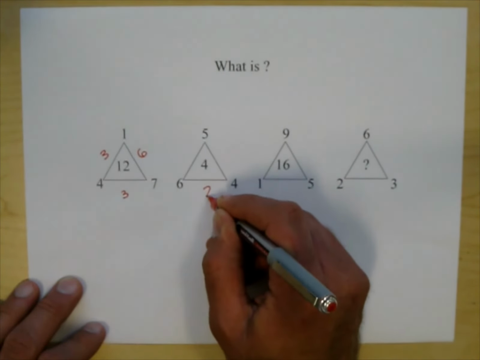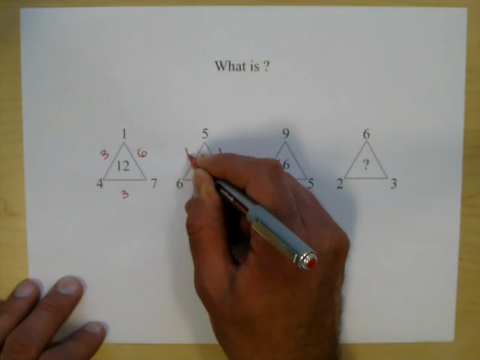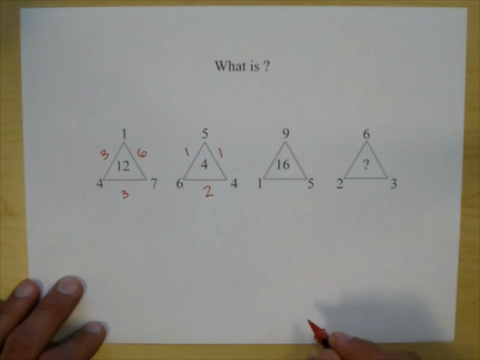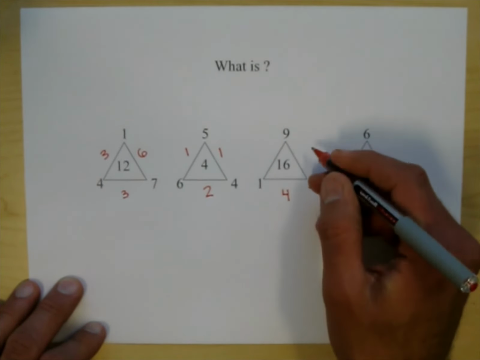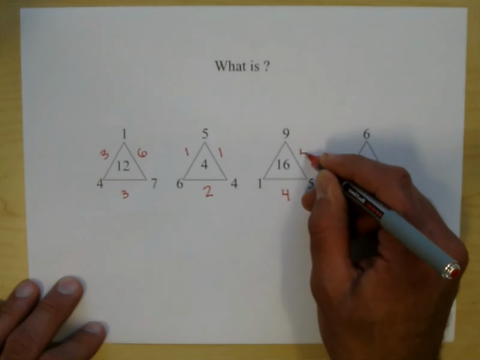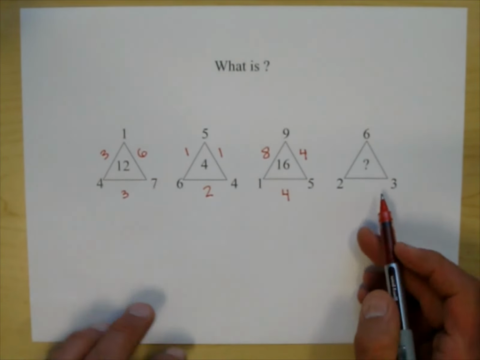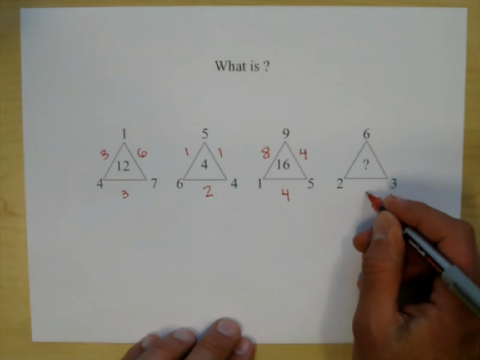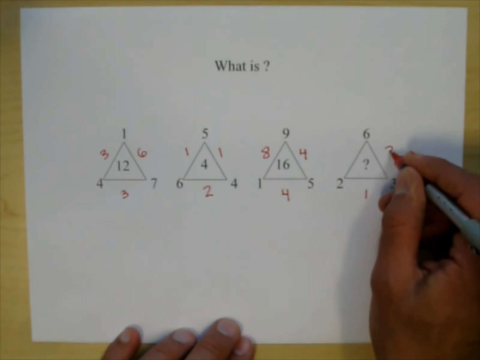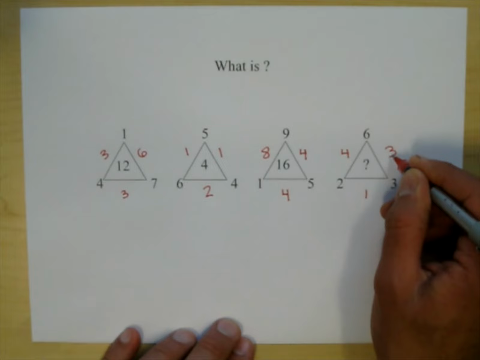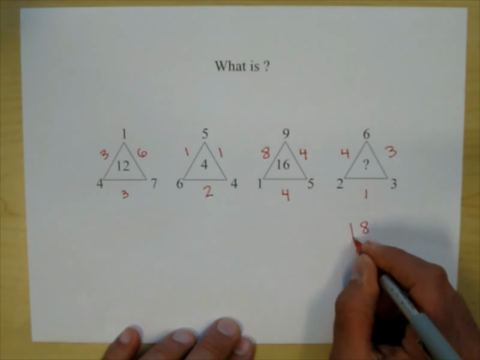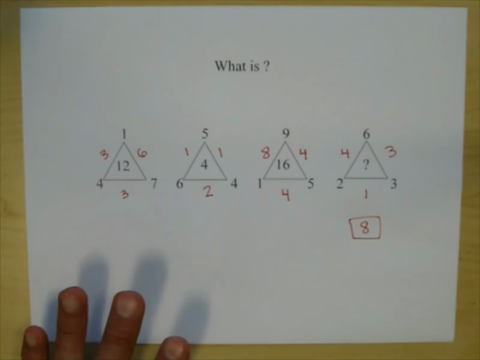So this one has a difference of 2, this has a difference of 1, and 1. Those red numbers add up to 4. 4 and 8. Those guys add up to 16. So let's see what question mark is. This has a difference of 1, difference of 3, difference of 4. 4 plus 3 plus 1 is 8. 8 is the answer to that puzzle.